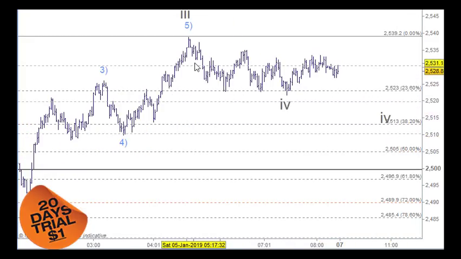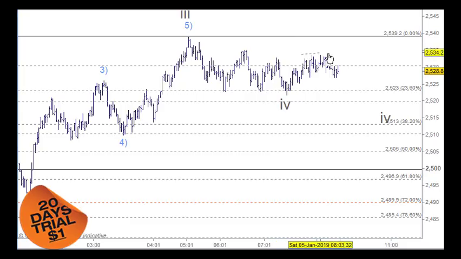So we can have this here as an A. This has got 5 waves in it here, so an A wave here. We can have this as an A and a B and a C, and then for the B wave, and then down for the C wave. So we can have that low in place and our first little impulse wave up here.